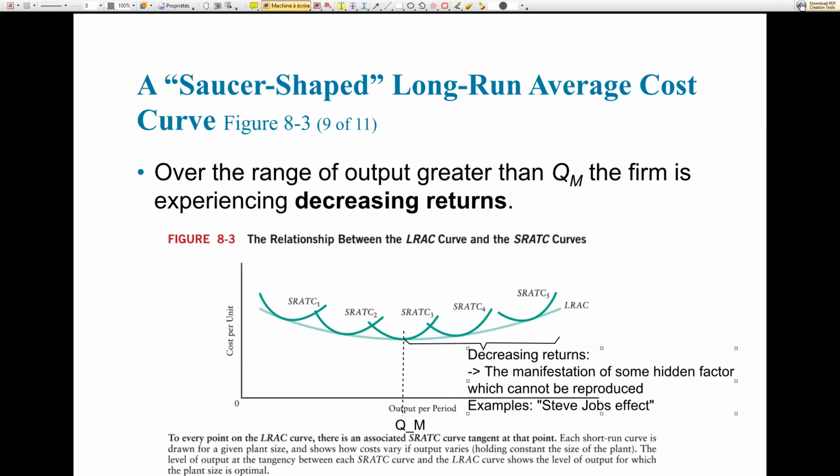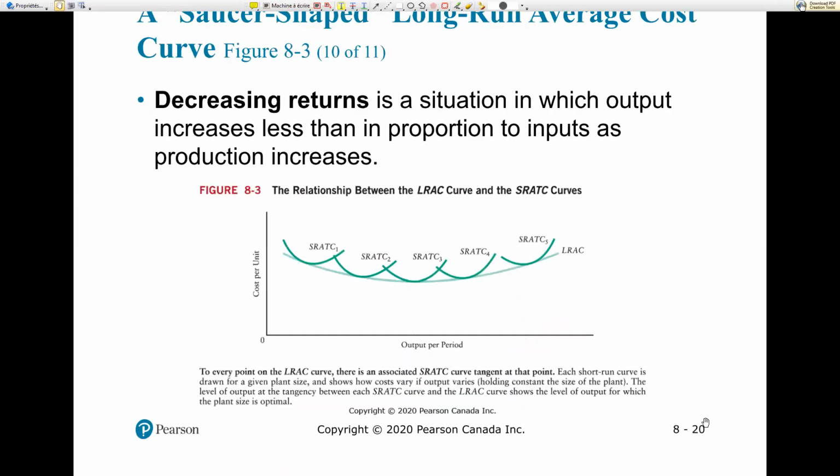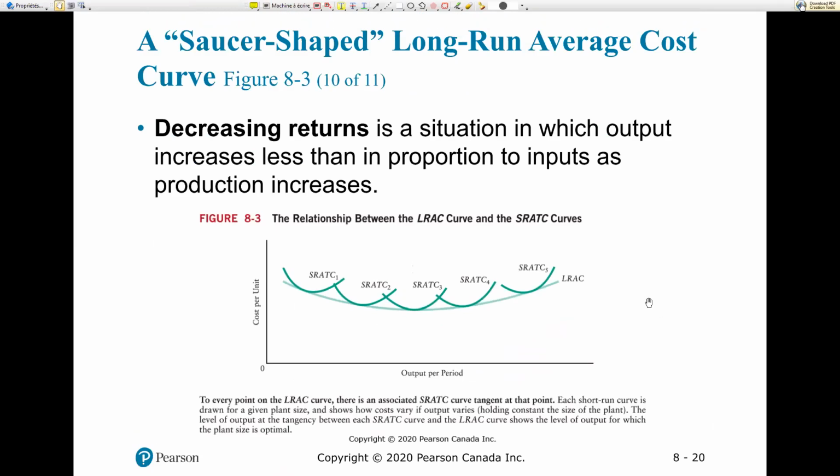Does that make sense? Yes. All right. So technically, what is it? Well, it's a situation in which output increases less than in proportion to inputs as production increases. So it's possible to observe this, but in practice, it's because I'm running out of something.